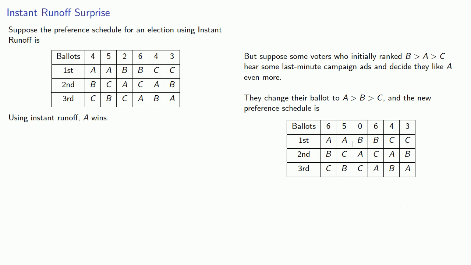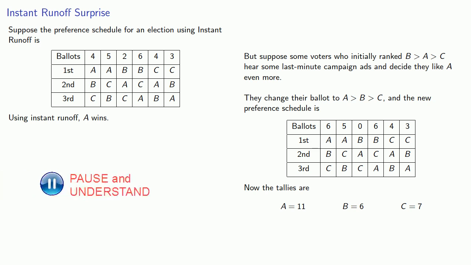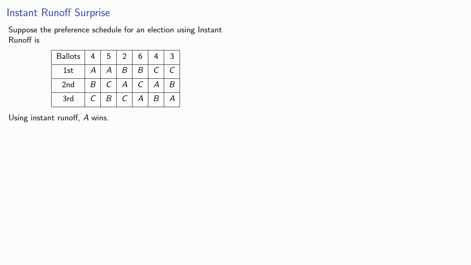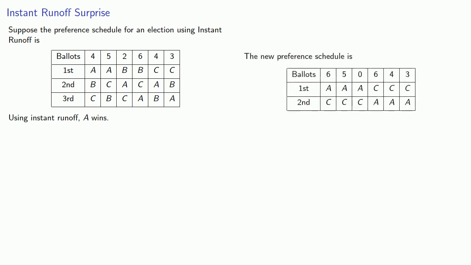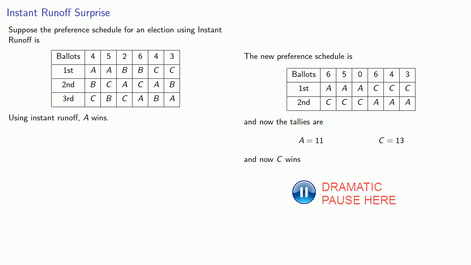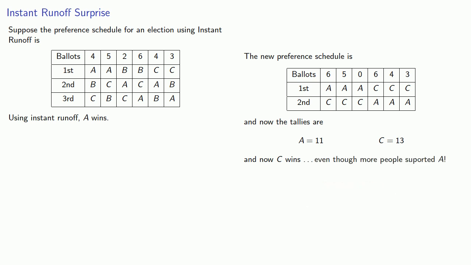And now the tallies are A with 11 votes, B with 6, and C with 7. And so B is eliminated. With B eliminated, the new preference schedule becomes... And now the tallies are A with 11, and C with 13, and now C wins. Wait, what? And here's a bizarre result. Even though more people supported A, that support actually caused A to lose the election.